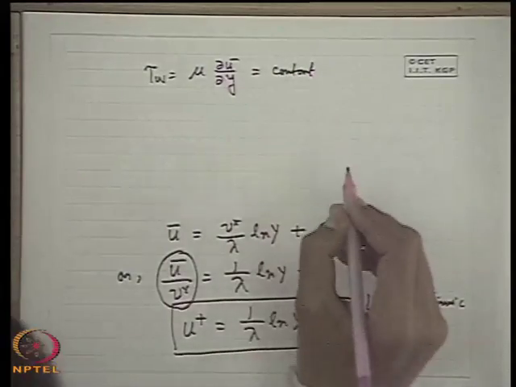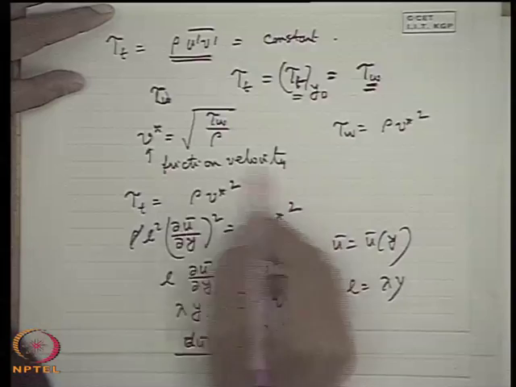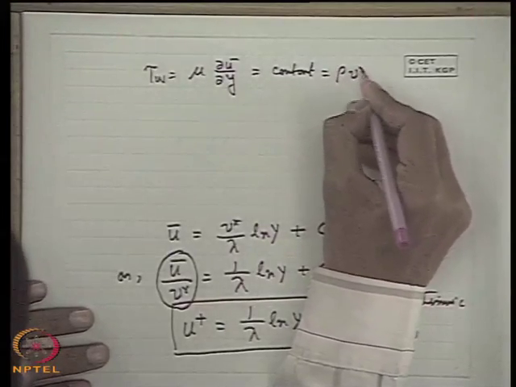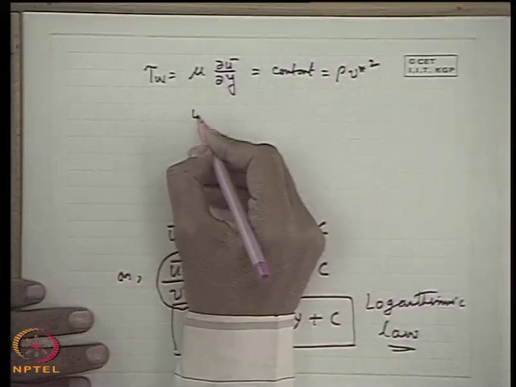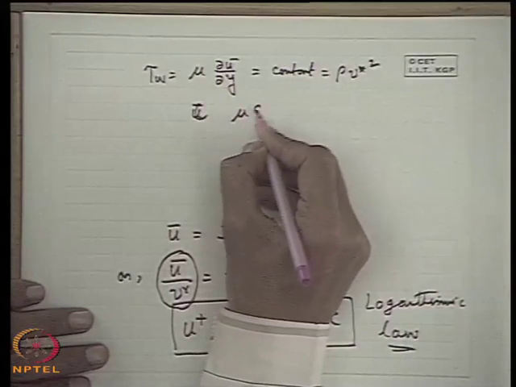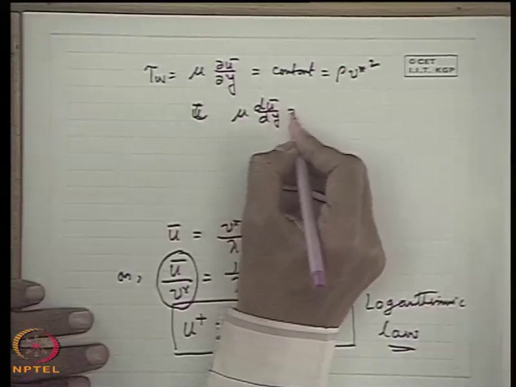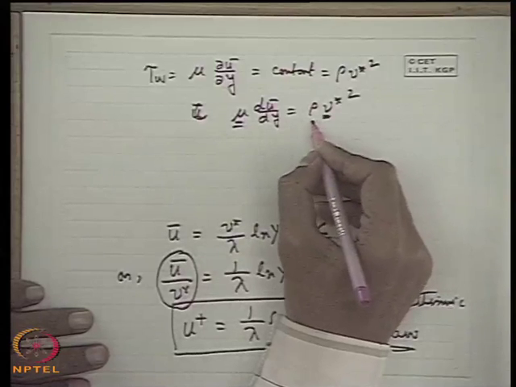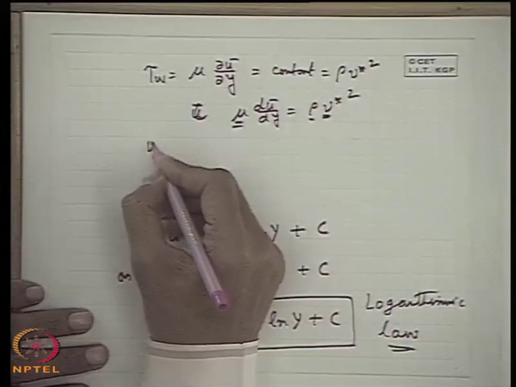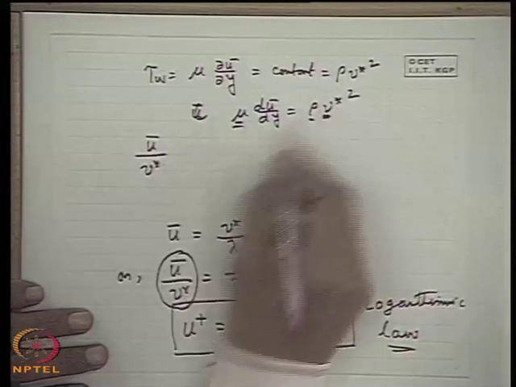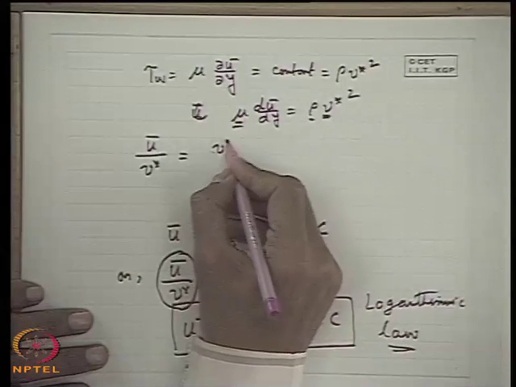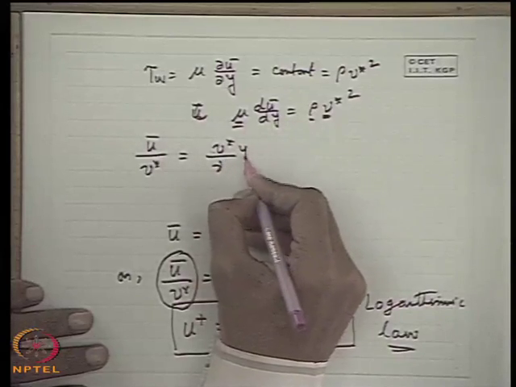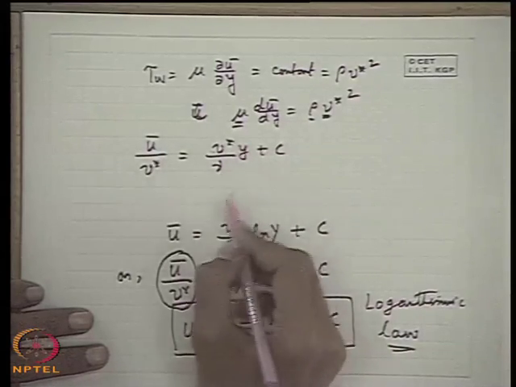And again, from the definition of the friction velocity v star, we can write tau w is rho v star square, from which we can write, mu du bar dy is rho v star square. Then by integrating this, taking mu constant, v star constant, rho constant, we can write u bar by v star is equal to v star by nu into y plus c, where mu by rho is nu.